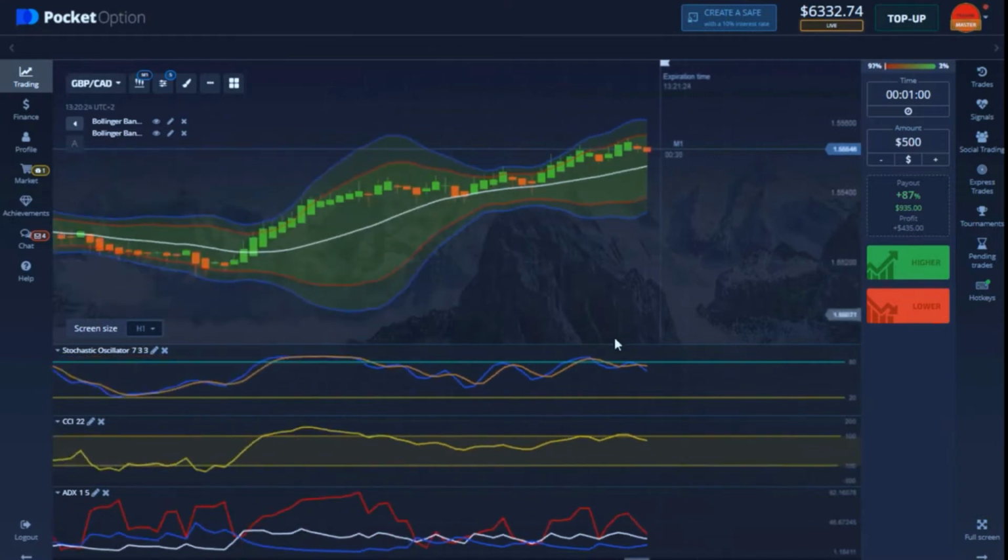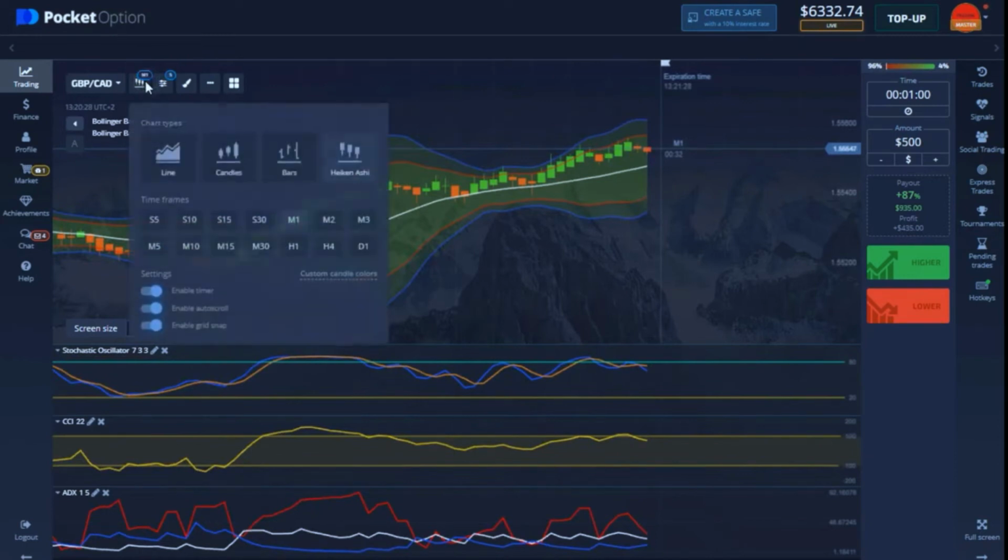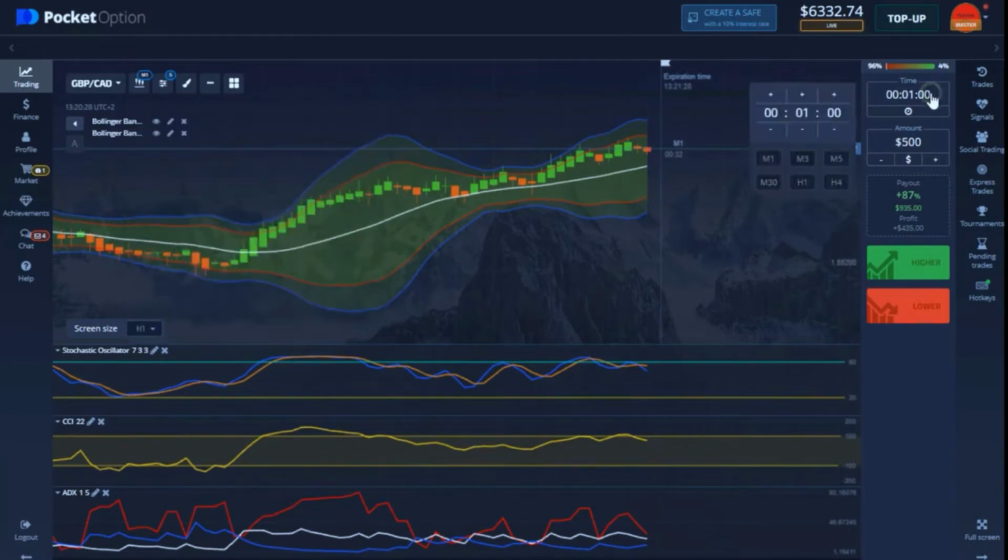Right now we are doing this on Heiken Ashi candles, not on normal candles. Of course the time frame is 1 minute. We are also taking the trade for 1 minute, so the trade time here is 1 minute. So that was pretty much all the settings.